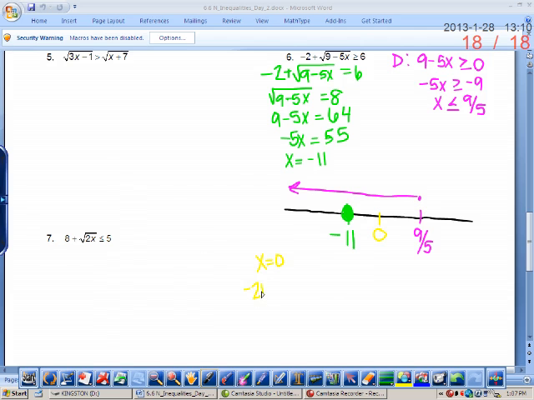So negative 2 plus the square root of 9. I want to know if that's greater than or equal to 6. What's the square root of 9? 3. So negative 2 plus 3, is that greater than or equal to 6? No. All right, what if we try negative 12?